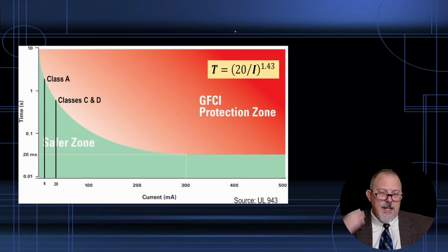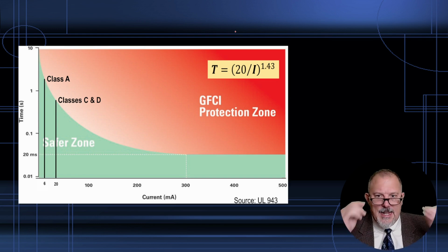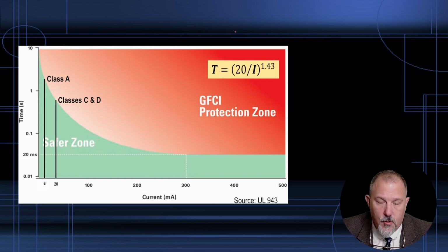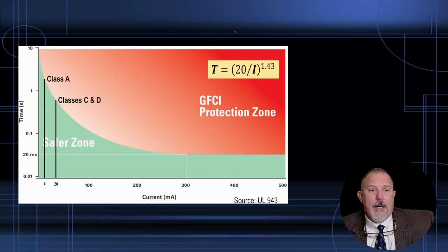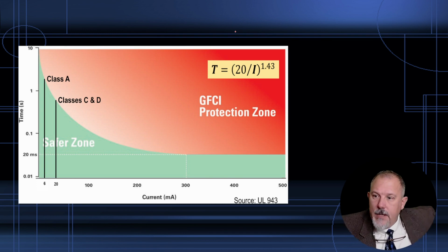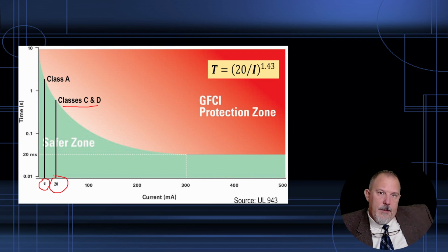Now, this is your Class A versus Class C and Class D. You're going to hear about this during the code change discussions, especially around the 2023 code cycle. You're going to hear about Class C and D. And you'll notice that the pickup point for a Class A is right down here around 4 to 6 milliamps. Okay, so that's your 4 to 6 milliamps. Look at your Class C and D, picks up around 20 milliamps, 20 to 30 milliamps.